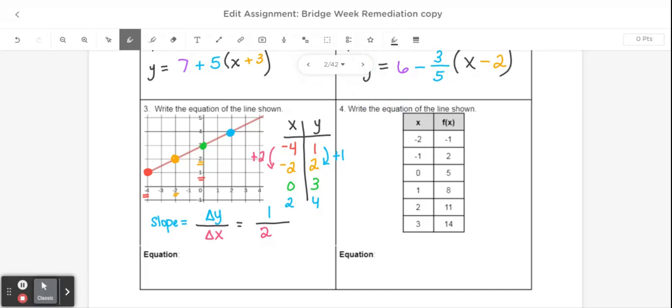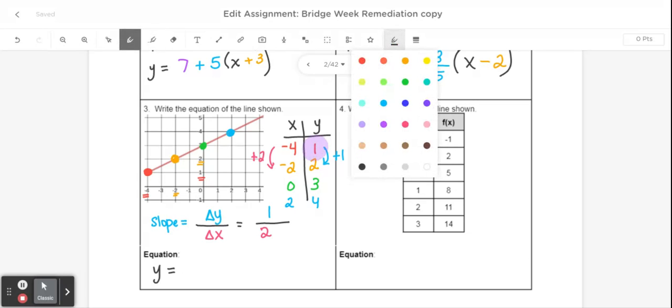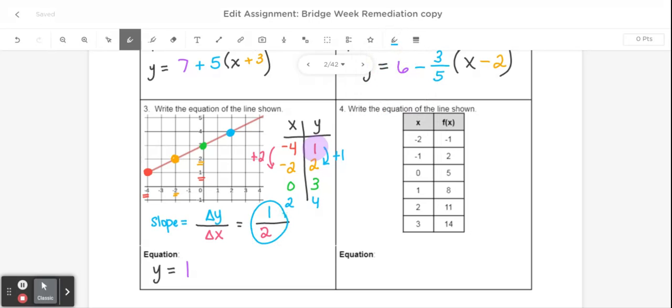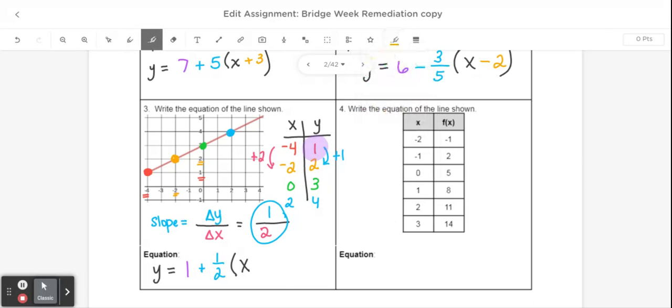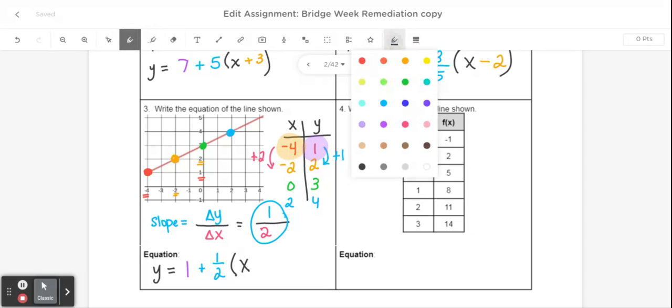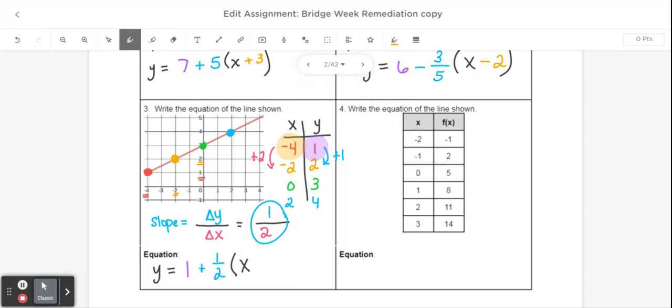Now the equation of my line would be y equals my starting y value, which is 1. And then my slope, which is +1/2. And then parentheses x. And then my starting x value, which is -4. Now remember, we always use the opposite. So I'm going to put +4 here because the x should always be the opposite of the number that was already there.